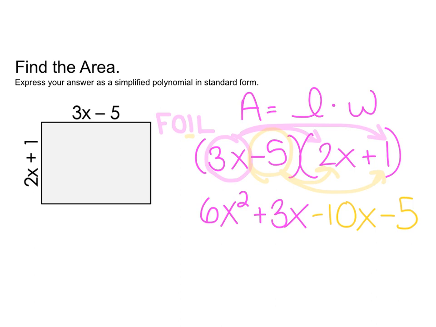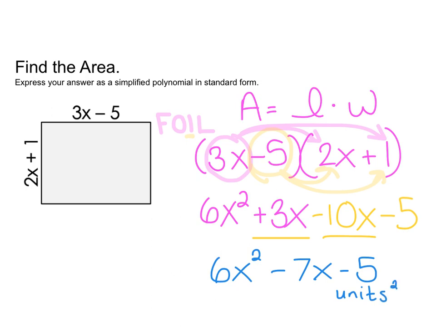All right, so notice when you multiply two binomials together, you will always get 4 terms, but then you need to simplify. These two middle ones here are like terms. They can be combined. So I will get a final answer of 6x squared minus 7x minus 5. This is a trinomial. The degree is 2 and the leading coefficient is 6. And just to put some units on this, this would be units squared because it is area.